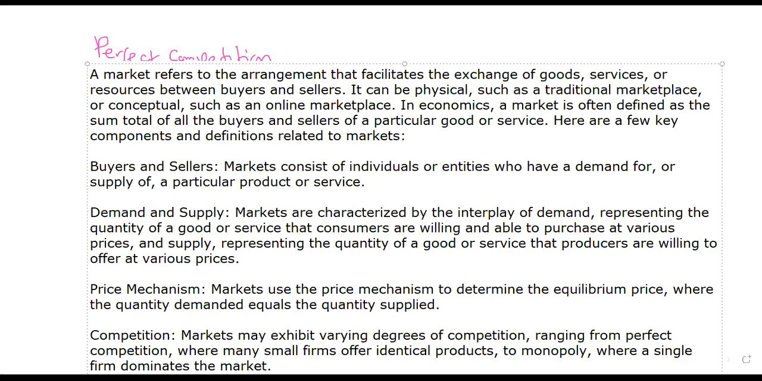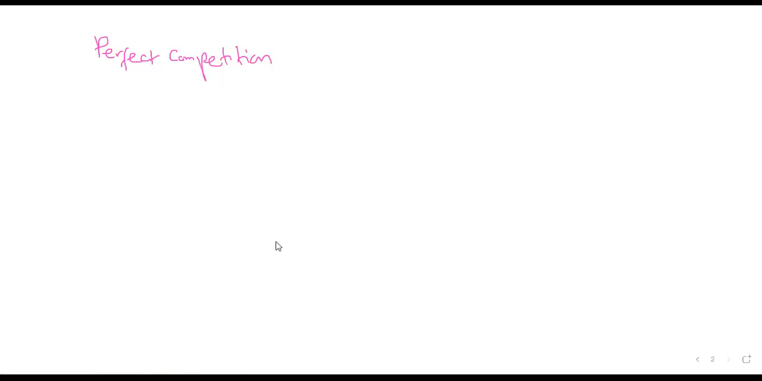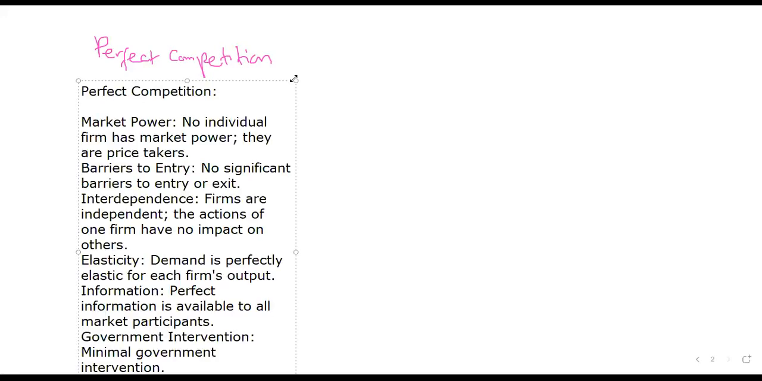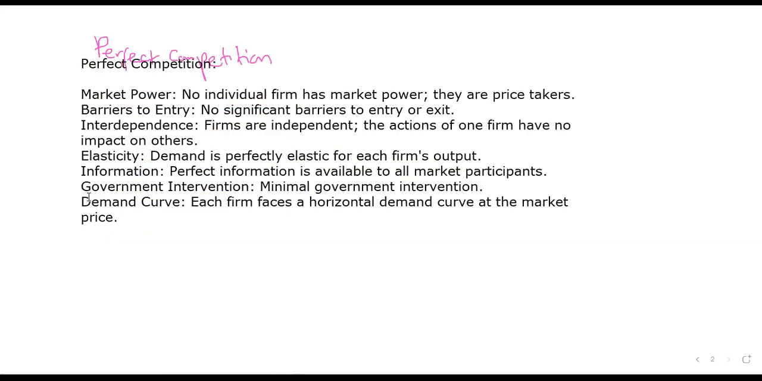They are interdependent to each other. No, they are not interdependent to each other. Only oligopoly is interdependent. So for perfect competition, there is no firm that has power to influence the market. They have no market power. They have no barriers to entry. They are independent. So the actions of one firm have no impact on the other.